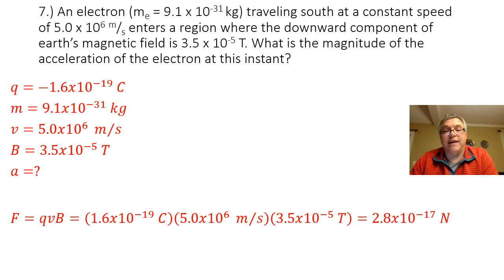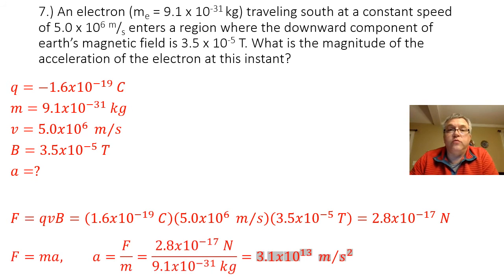the minus 17th newtons. I know that my mass is 9.1 times 10 to the minus 31 kilograms, and the force is equal to the mass times the acceleration, according to Newton's second law. So to solve that for acceleration, I divide the force by the mass, and when I do that, I'm going to get an acceleration of the electron of 3.1 times 10 to the 13th meters per second squared.